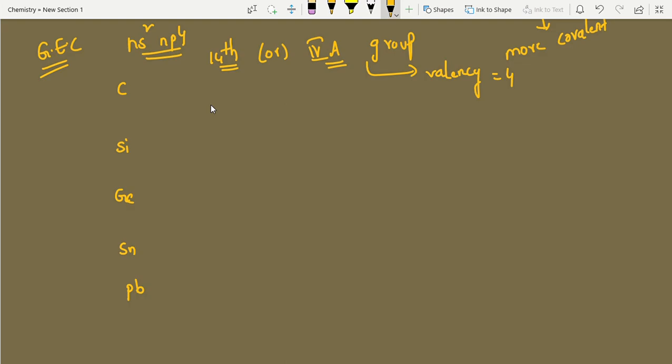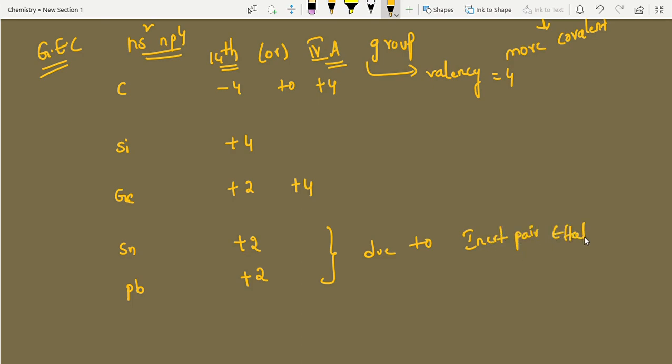Now try to write the oxidation states. Carbon, what is this? -4 to +4, right? So here -4 to +4. Next, silicon, +4. Germanium, +2, +4 it can show. And tin and lead show +2. Lower oxidation states are more stable due to inert pair effect.